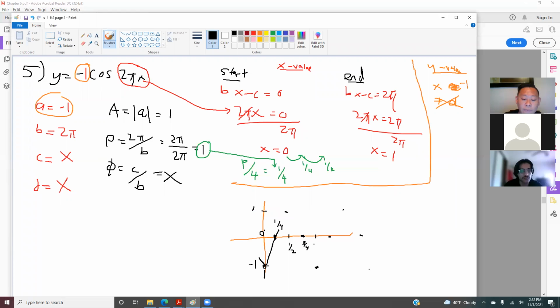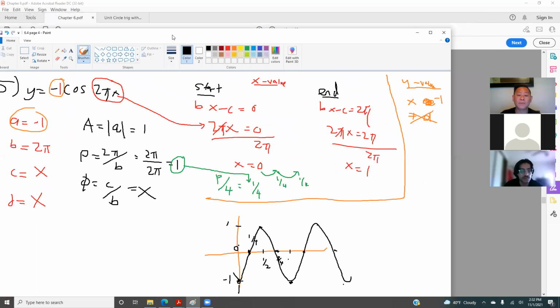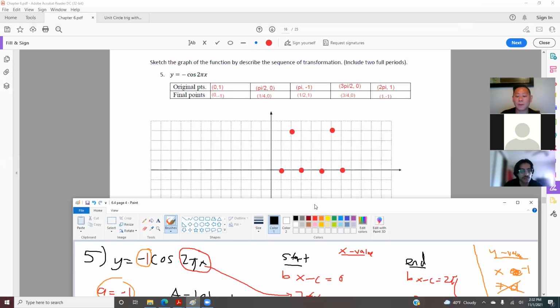So this graph that I draw here is your cosine graph. The answer for this, -1 cosine of pi x. This is 2 cycles. 2 cycles means I need two cosine waves. So this is your answer in this case. So if I draw the graph, it'll be up and down.